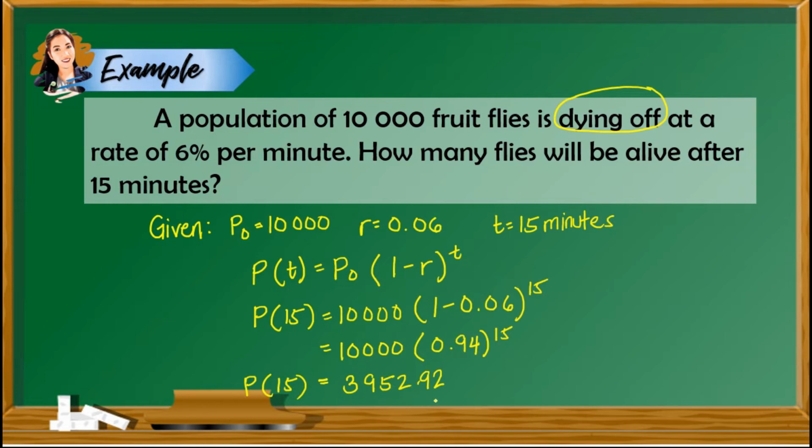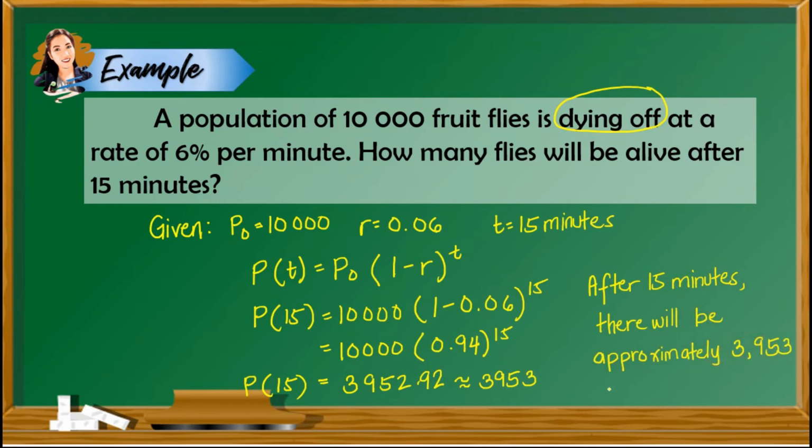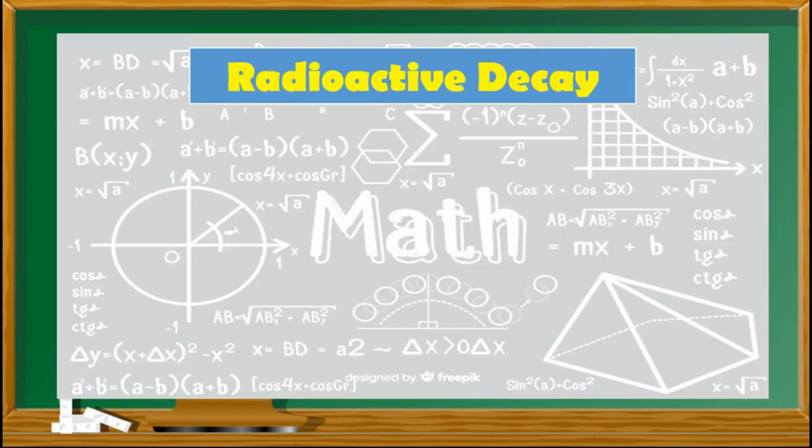Since we cannot have a decimal for population, we need to round this off. So this is approximately 3,953. So what is our conclusion? After 15 minutes, there will be approximately 3,953 fruit flies. The next application is the radioactive decay.